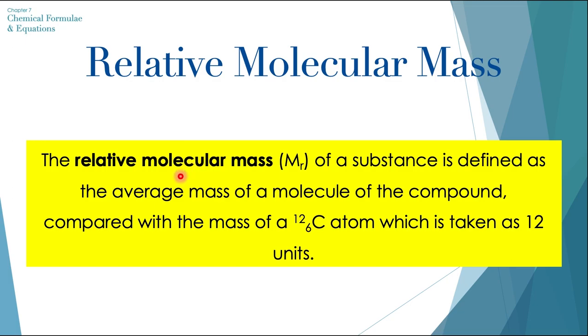Okay, so the relative molecular mass of a substance, written as capital M with a small r in subscript, is defined as the average mass of a molecule of the compound compared with the mass of a carbon atom, which is taken as 12 units. So the average mass of a single molecule of a particular compound compared with the mass of a carbon atom is the relative molecular mass of that compound, okay?